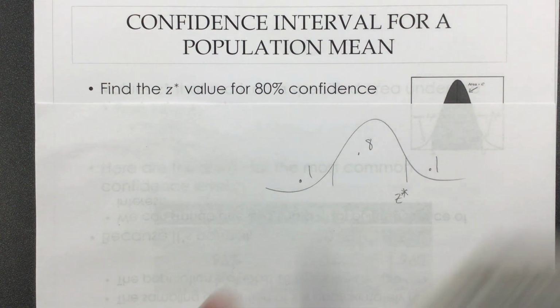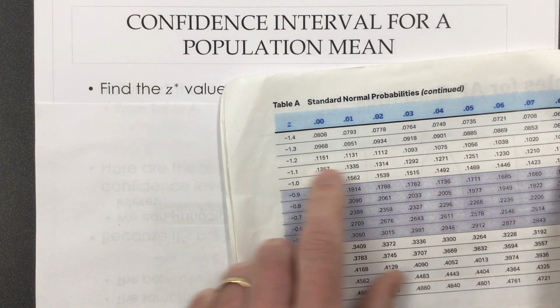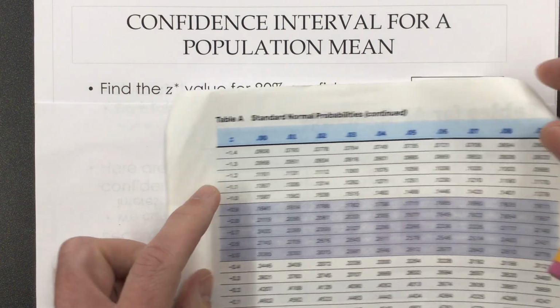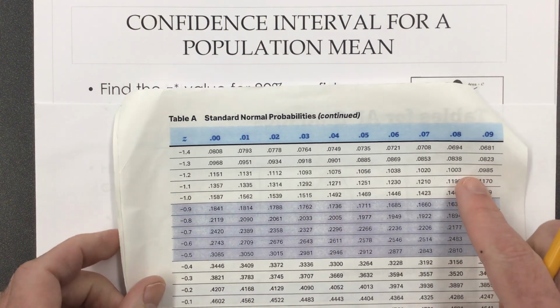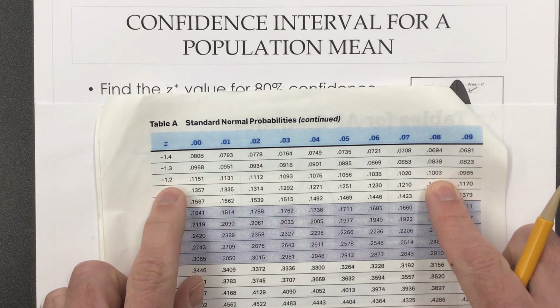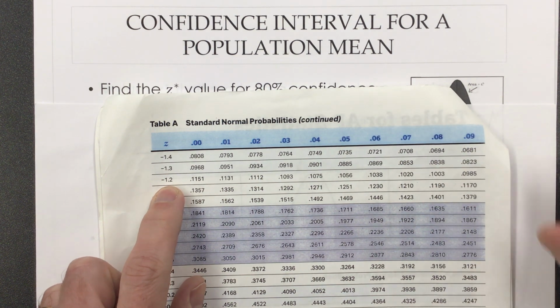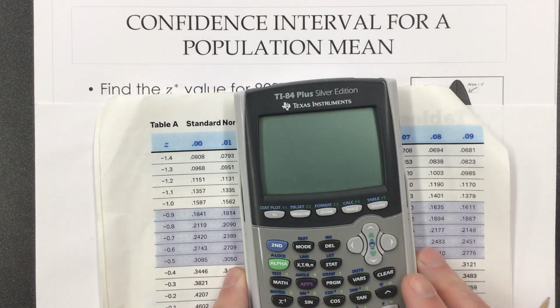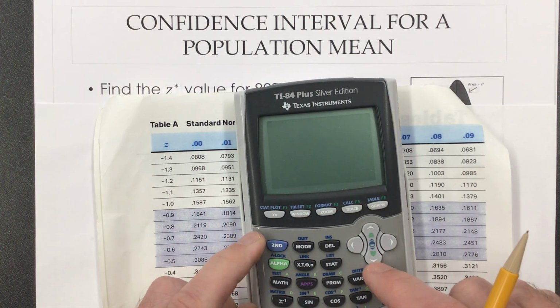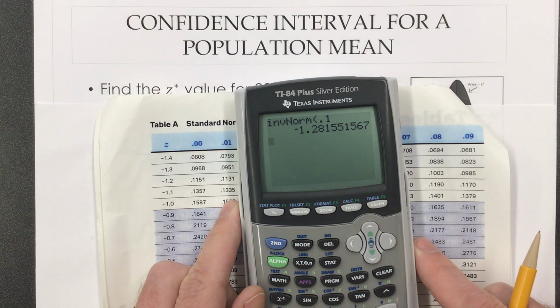Table A. Let's say I look up the 0.1. We're right in here, right? Here is something very close to 0.1, a little bit above, and then that's a little bit below. So we're somewhere between negative 1.28 and negative 1.29 standard deviations. Remember, we can use inverse normal on our calculator if we want to be more accurate. I think we just do 0.1. Yep, so there it is, more accurate.